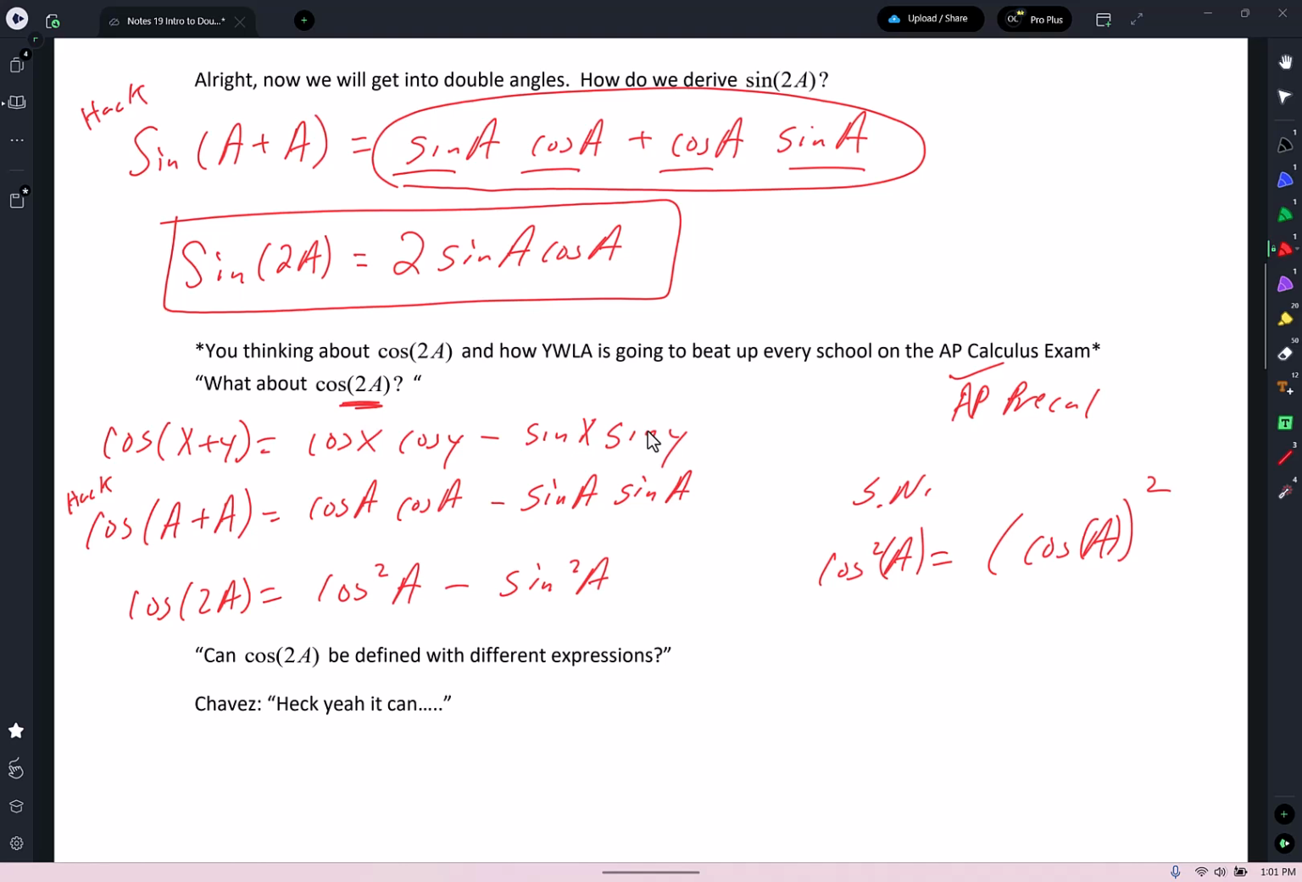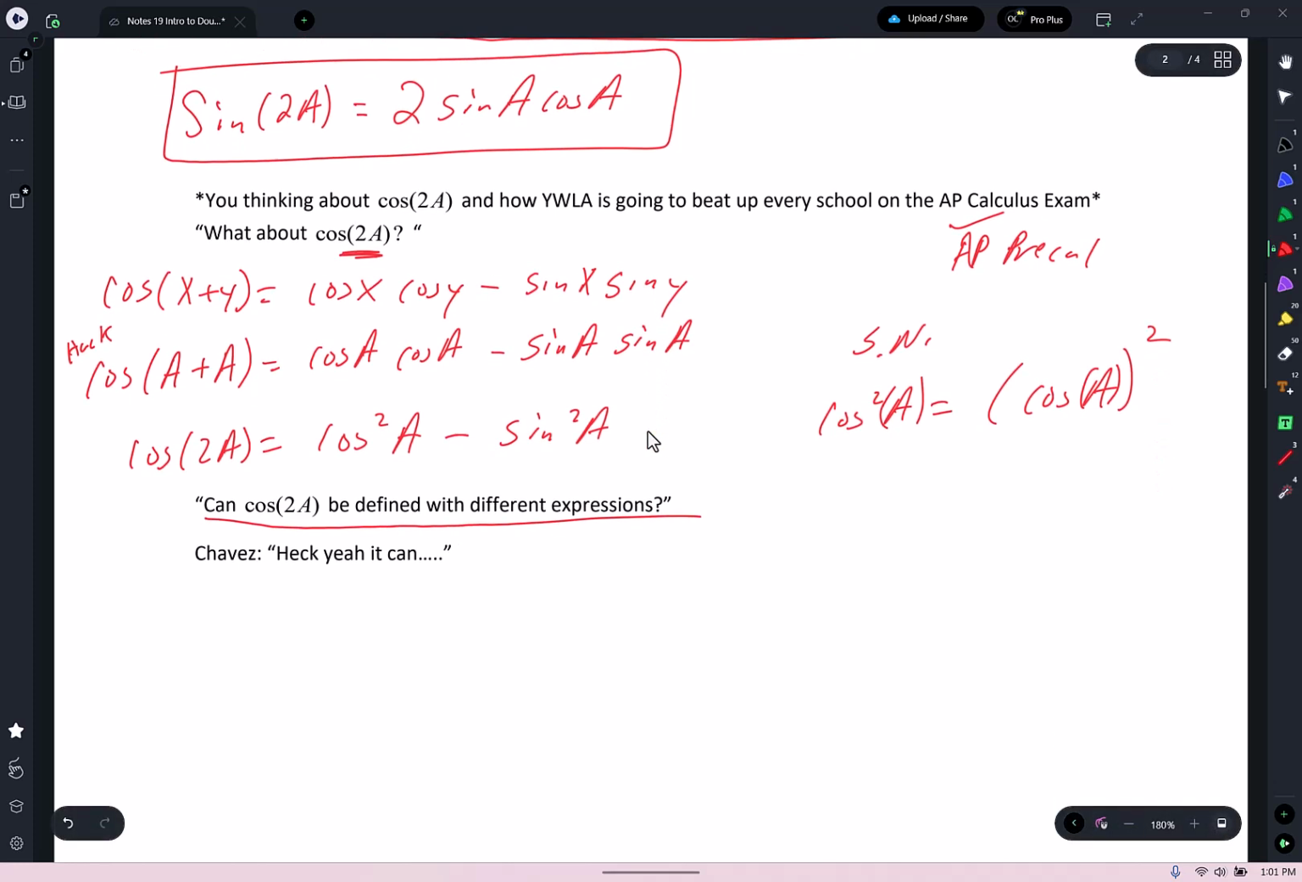Cool, no? All right. This is you supposedly thinking, can cosine 2a be defined with different expressions? Heck yeah, I can. All right, guys.